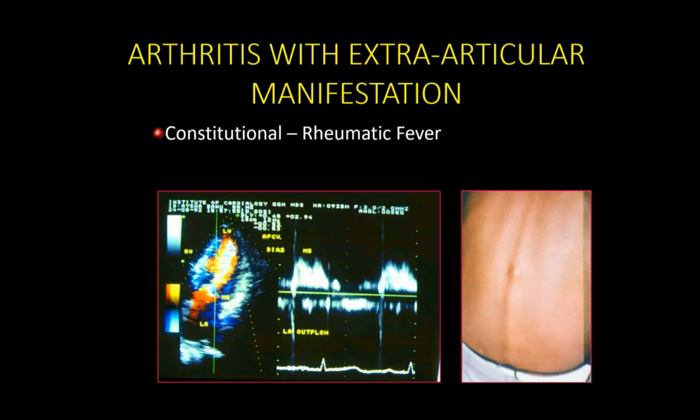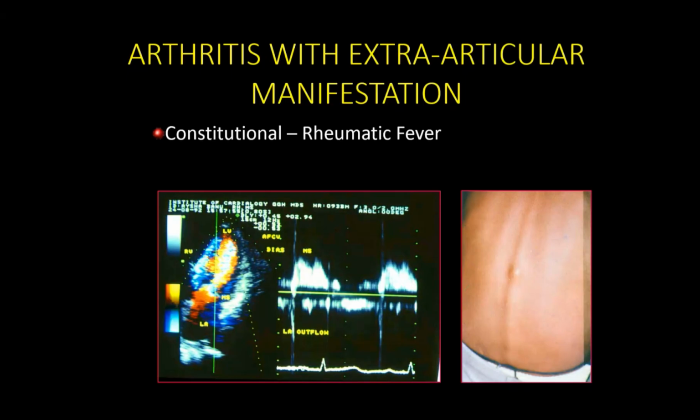So arthritis associated with extra articular manifestation, constitutional like fever, think of rheumatic fever, and you can see classically the rheumatic nodule present on the spine, and the echocardiogram shows evidence of rheumatic valvular heart disease. So fever associated with joint pain, you'll have to think of rheumatic fever.